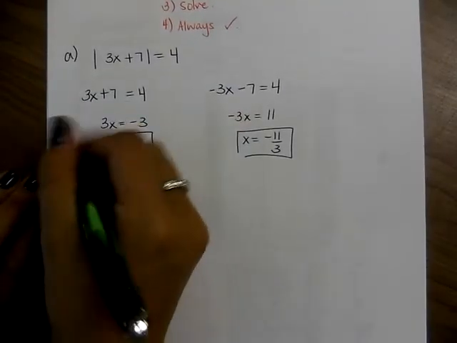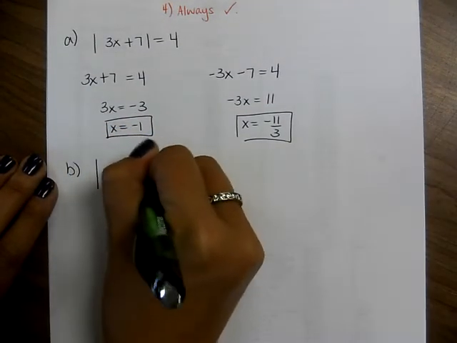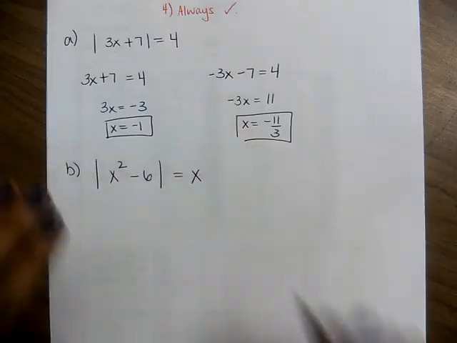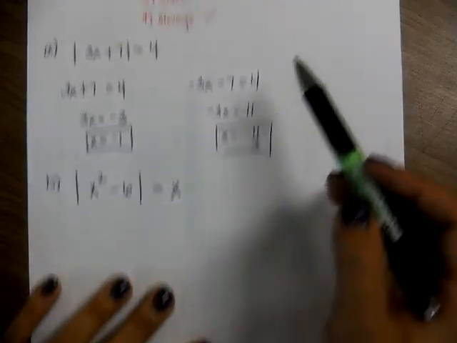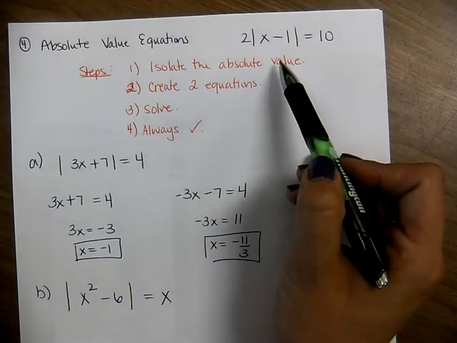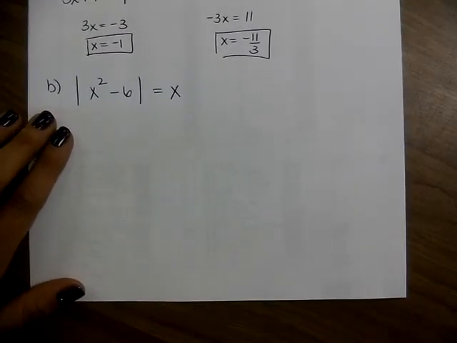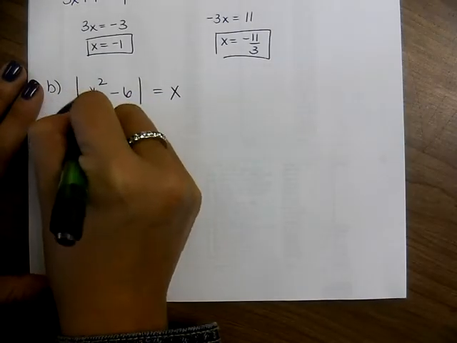We have one more. How about the absolute value of x squared minus 6 equals x? Okay, so again, step 1 says you've got to isolate the absolute value. That just means, like, going up to the first equation I wrote, you'd have to get rid of the 2 first before you can do anything. But that's not the case here. The absolute value is already isolated. So now we're going to set up our two equations. The first one is exactly what you see.